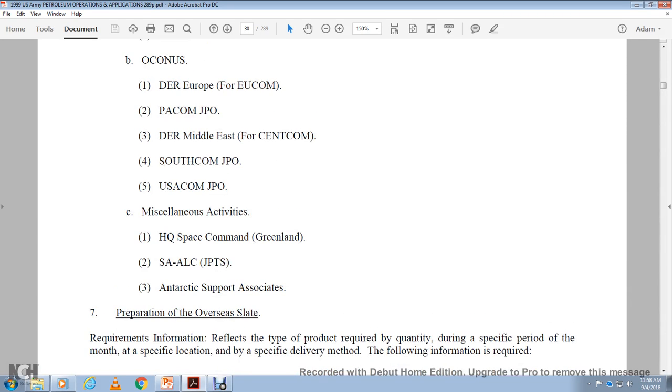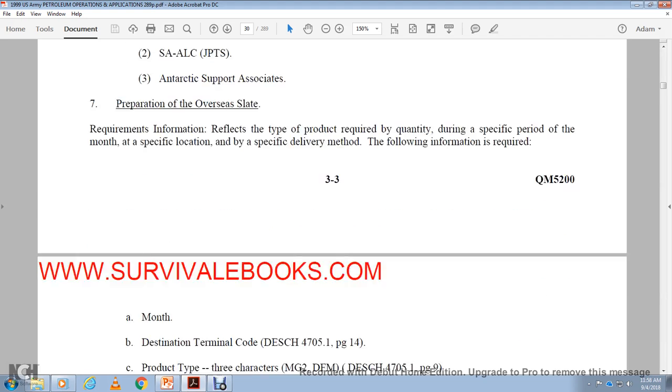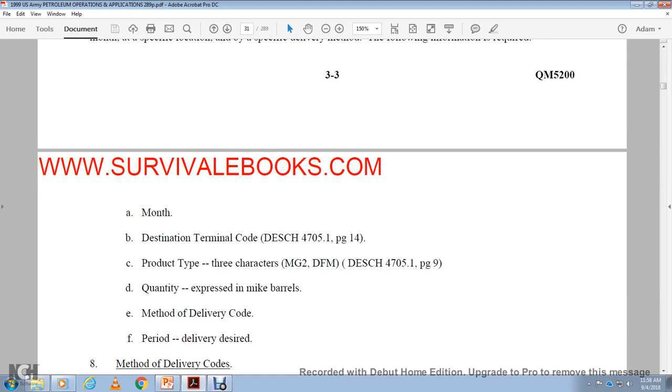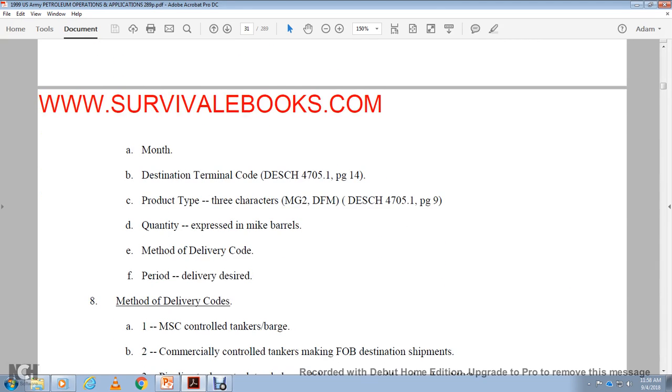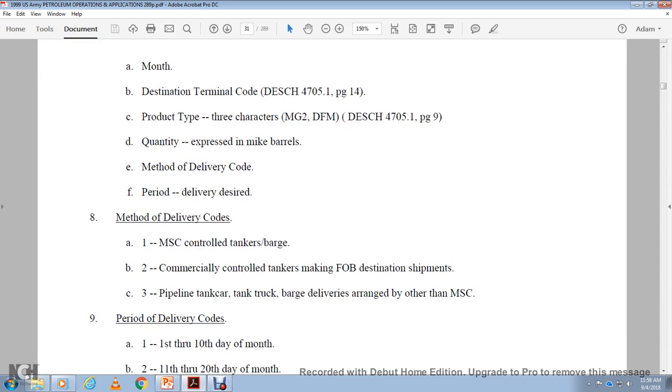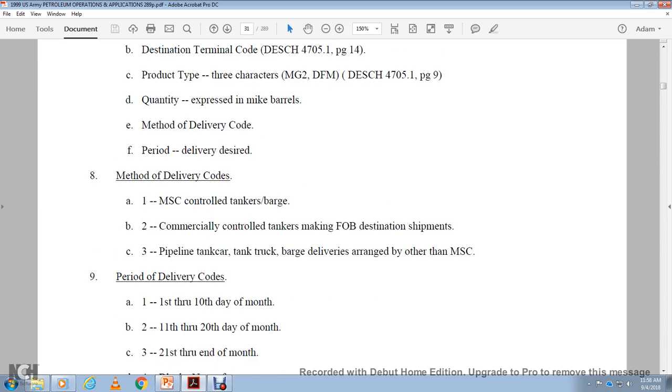Preparation of overseas slate requirements. The information must reflect the type of product required, the quantity during a specific period of the month, at a specific location, by a specific delivery method. The following information is required: month, destination terminal code, product type of three characters, quantity expressed in thousand barrels, method of delivery code, and period of delivery. Method of delivery codes: 1, MSC-controlled tanker or barge; 2, commercial-controlled tanker; 3, shipments by pipeline, tanker car, or tanker truck, or large deliveries in range other than MSC. The period of delivery codes: 1.